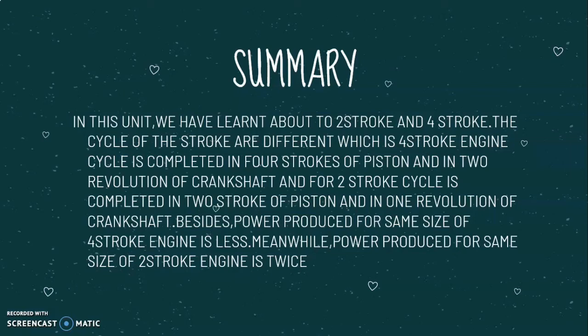Okay, I want to continue to the summary. In this unit we have learned about two-stroke and four-stroke. The cycles of the strokes are different: the four-stroke engine cycle is complete in four strokes of the piston and in 2 revolutions of the crankshaft, and the two-stroke cycle is complete in 2 strokes of the piston and in 1 revolution of the crankshaft. Besides, the power produced by a four-stroke engine of the same size is less. Meanwhile, the power produced by a two-stroke engine of the same size is twice.